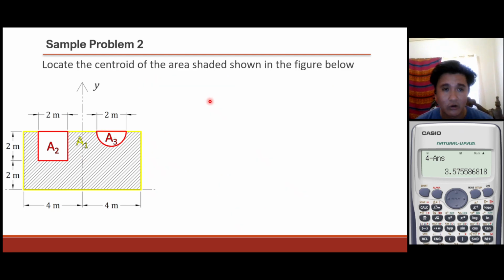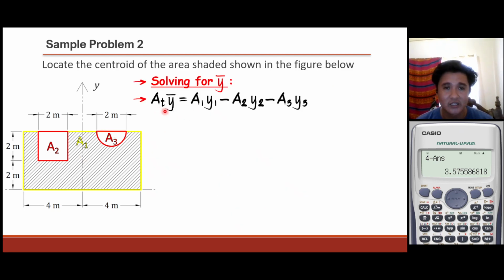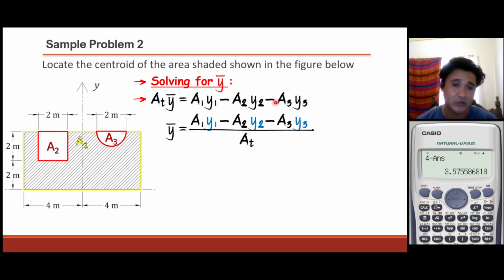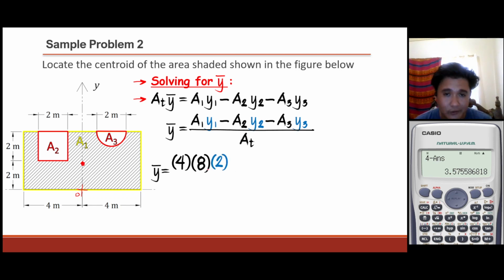We can now solve for y bar. Our equation from earlier: A times y bar is equal to A1 y1 minus A2 y2 minus A3 y3. So the equation for y bar is A1 y1 minus A2 y2 minus A3 y3, all over the total area. Substituting our values, area 1 is 4 by 8. The y distance of its centroid from our reference point, again this is our reference point, the y distance of the centroid of area 1 is 2 meters. So we have 2 here.